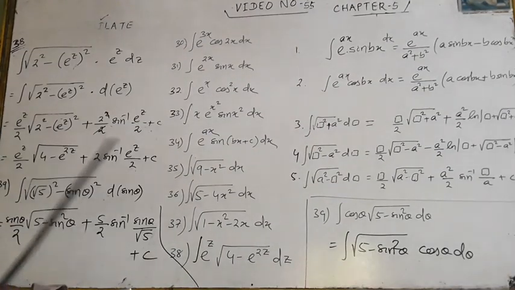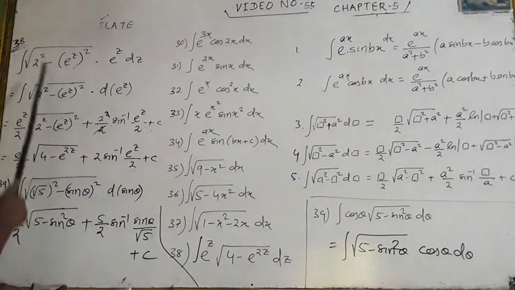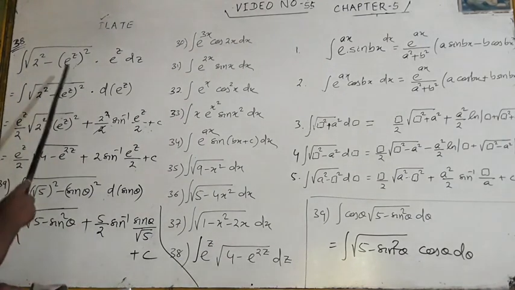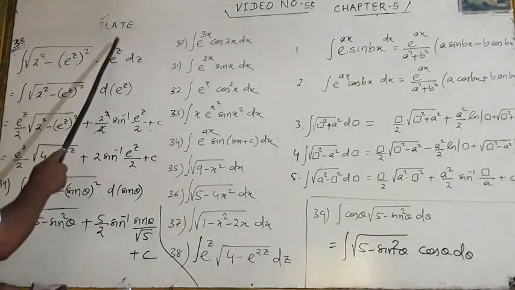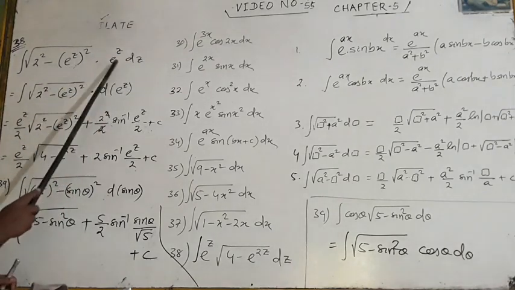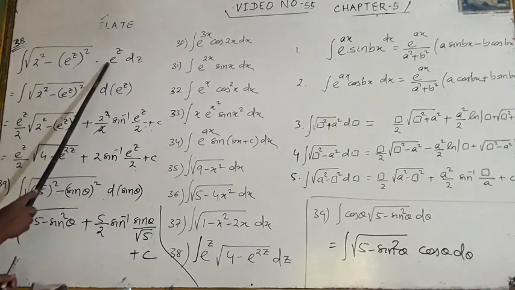Look at problem number 38. It is e to the power z over 4 minus e to the power 2z. Just I am writing 4 as 2 square. e to the power 2z means e to the power z square. And I am writing e to the power z on the right side, e to the power z dz. Now clearly e to the power z dz is the derivative of e to the power z. The derivative of e to the power z is e to the power z dz.